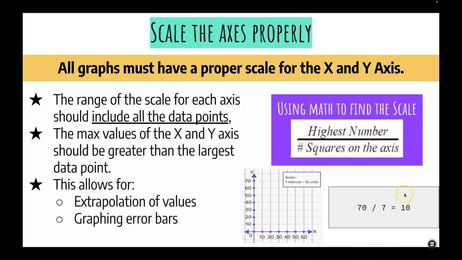Alright, so here's the formula. Here you can see your highest number is 70, and the number of squares, if you count 1, 2, 3, 4, 5, 6, 7. So 70 divided by 7 is 10.